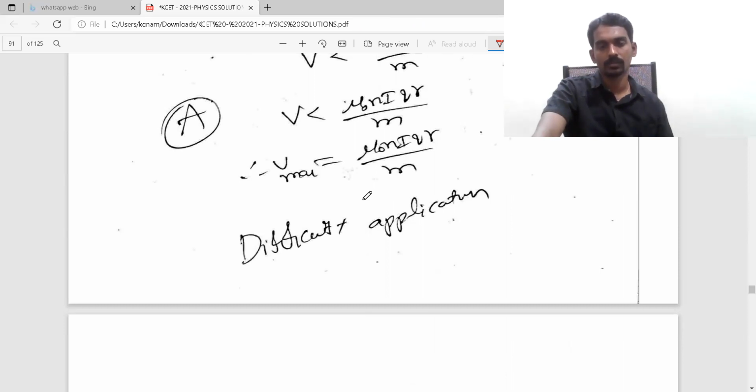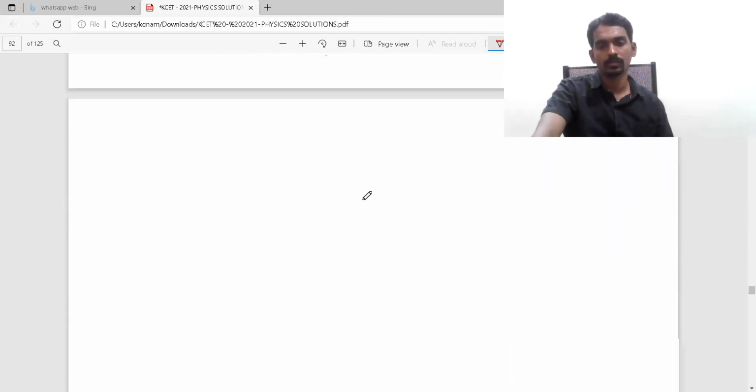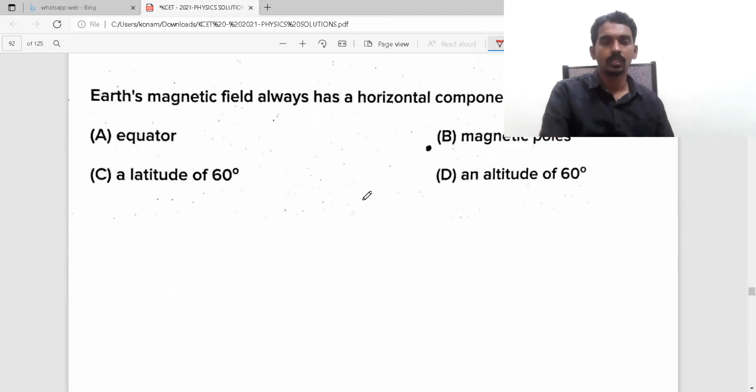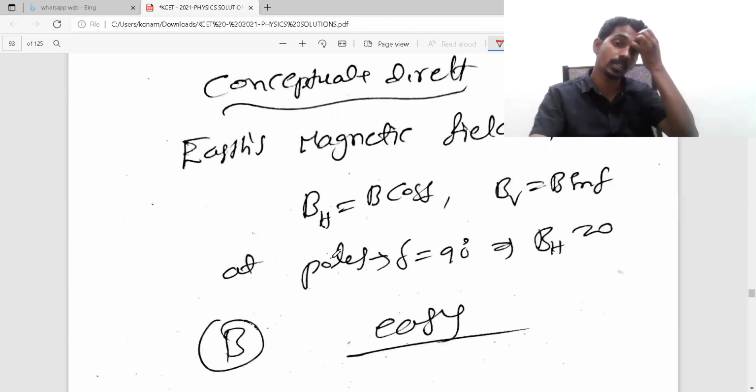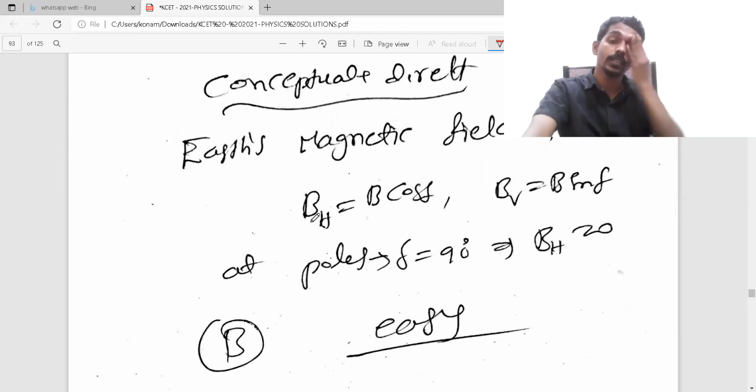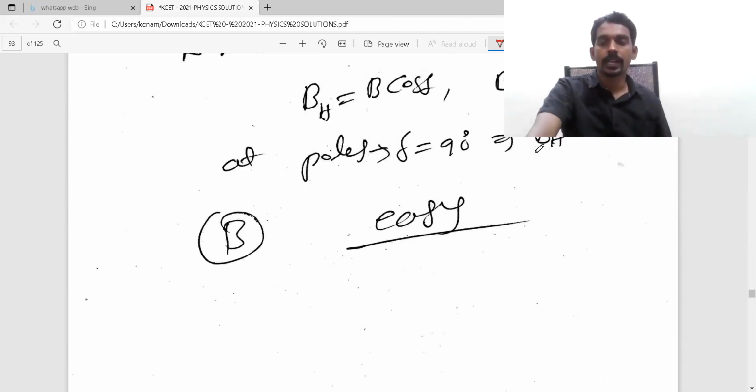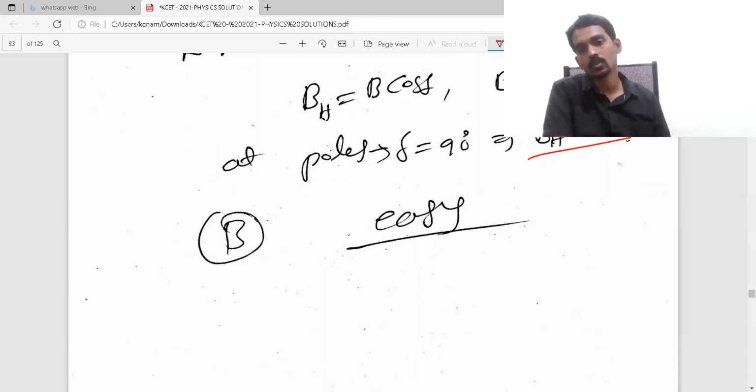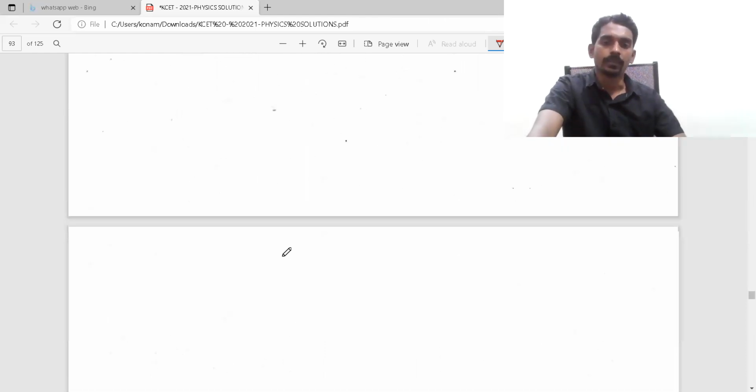Now, this is also direct. Earth's magnetic field depends on the angle of dip. Horizontal component is B cos delta, vertical component is B sin delta. At the poles delta is 90, so the horizontal component becomes 0. At the equator delta is 0, so the vertical component becomes 0. That's why except at the poles, the horizontal component will be there everywhere.